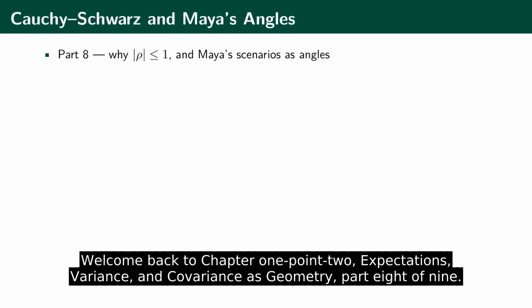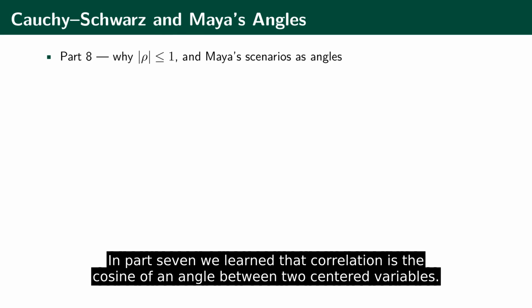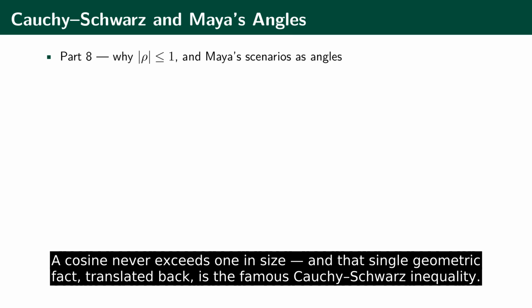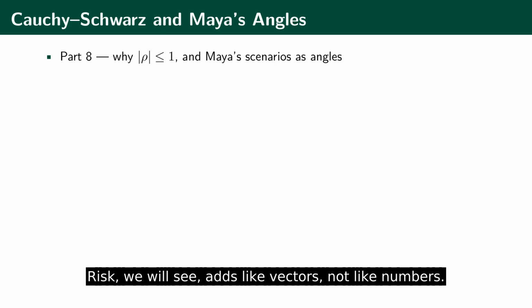Welcome back to Chapter 1.2, Expectations, Variance, and Covariance as Geometry, Part 8 of 9. In Part 7, we learned that correlation is the cosine of an angle between two centered variables. A cosine never exceeds 1 in size, and that single geometric fact translated back is the famous Cauchy-Schwarz inequality. We prove it cleanly with a non-negative parabola, then redraw Maya's three scenarios as three angles between two arrows. Risk, we will see, adds like vectors, not like numbers.